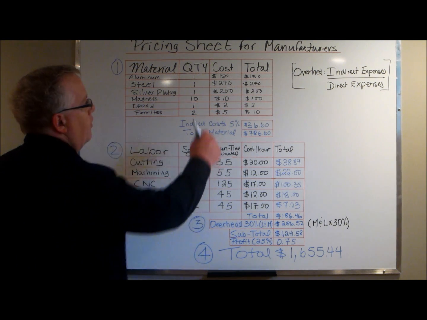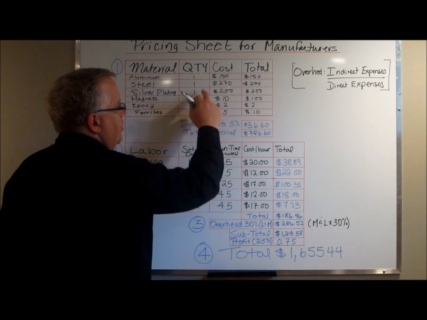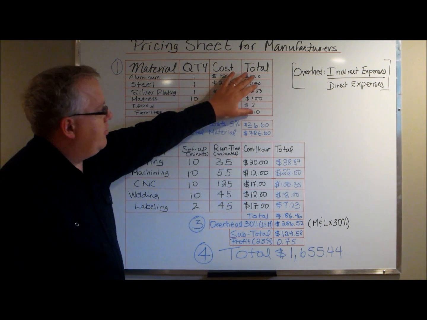So very quickly, the total is 1 times 150, 150; 1 times 270, 270; 1 times 200, 200; 10 times 10, 100. So these are the totals right here.